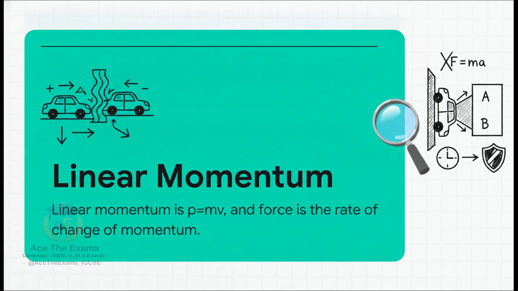Now look at the second definition: force as the rate of change of momentum. Newton's second law isn't just F equals ma. Its true, most powerful form is that the resultant force equals the change in momentum divided by the change in time.